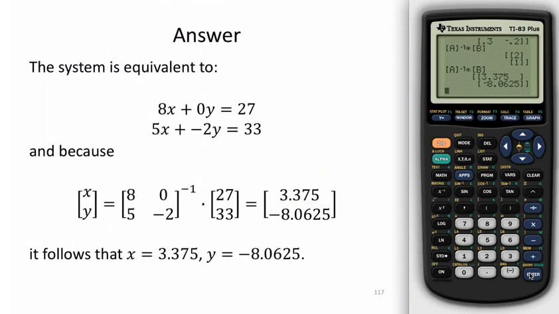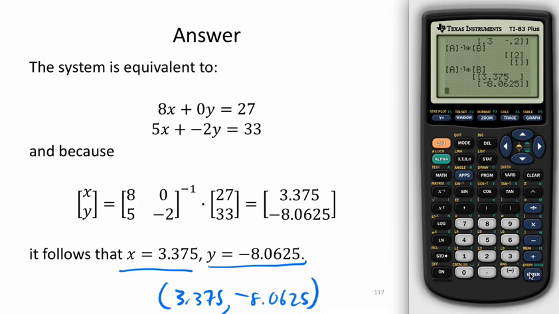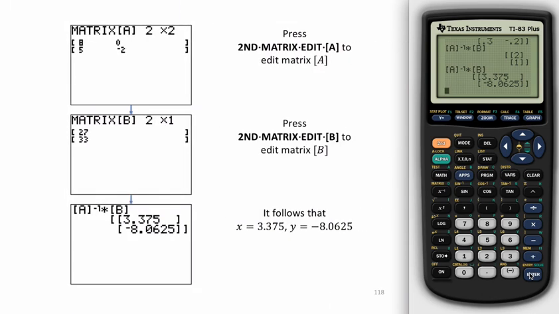This is all laid out in the next slide. My solution here, my final answer, the solution to that system is x is 3.375, y is negative 8.0625. You could also write that as an ordered pair, 3.375, comma, negative 8.0625. That's the point in two-dimensional space that is the solution. That's where the two lines would intersect, had we done it using calc intersect. And these are just the steps we went through on the calculator.